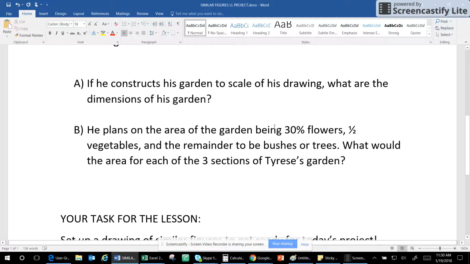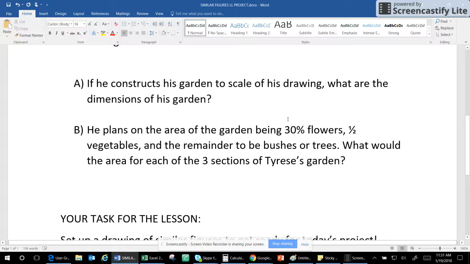Okay, the two questions we're going to be answering: A, if he constructs his garden to scale of his drawing, what are the dimensions of his garden? So we need to figure out what the real life dimensions of that garden are going to be with the conditions they set in the problem. B, he plans on the area of the garden being 30% flowers, half of it vegetables, and the remainder to be bushes or trees. What would the area be for each of the three sections of Tyrese's garden?